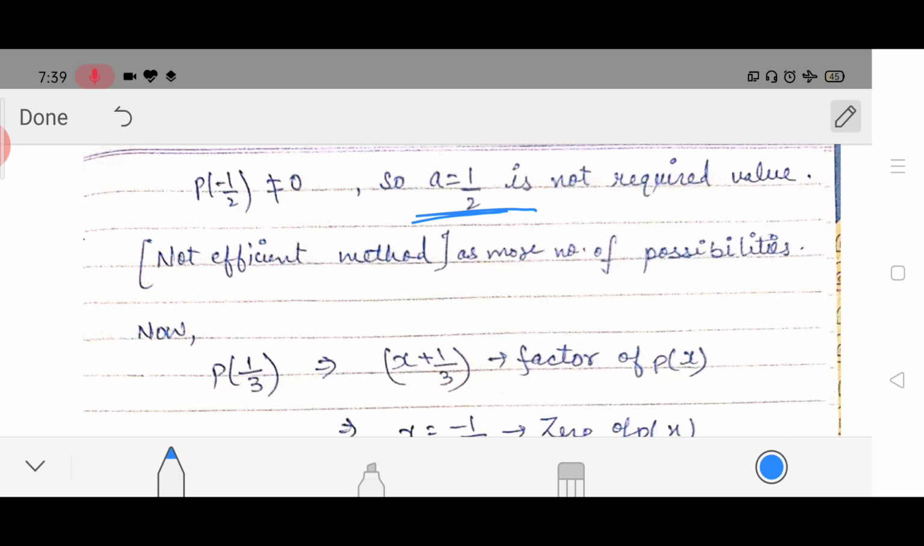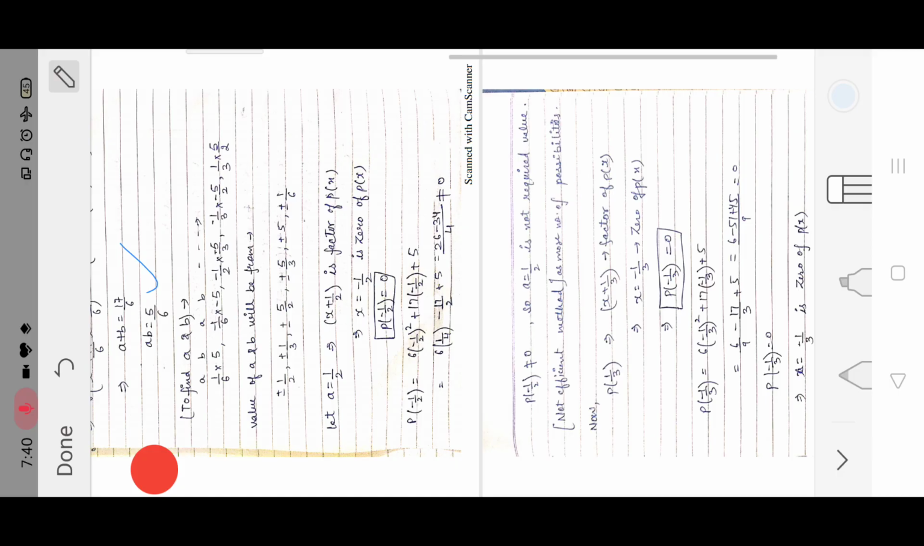Now we are having many cases like 1 by 3, 1 by 5, 5 by 2, 5 by 3, 1 by 6, etc. Many cases. So we can say that this method is not an efficient method, because you have to put several values in just a single polynomial to check whether we get 0 or not. It is a very lengthy method, and after solving all the values also you are not sure which will be the answer. So this is not an efficient method, but still we have to solve it by factor theorem. You have to put all the values to find your answer.